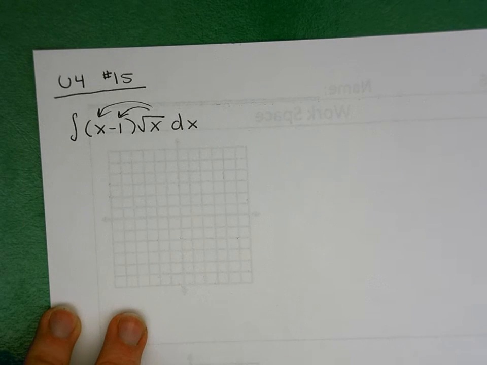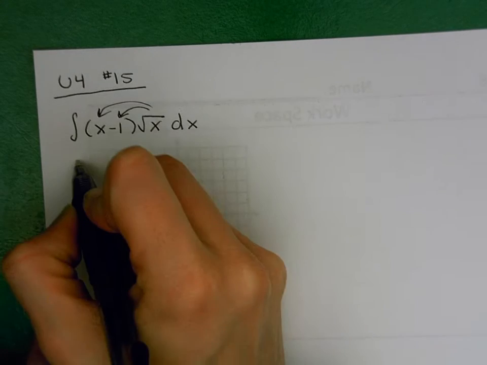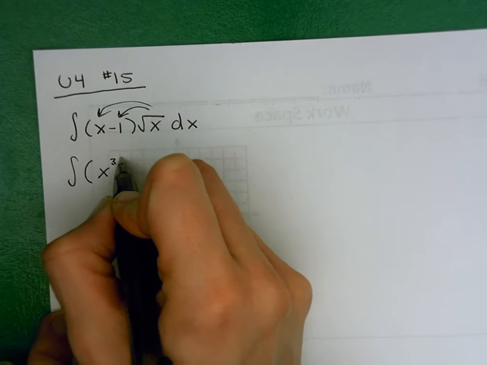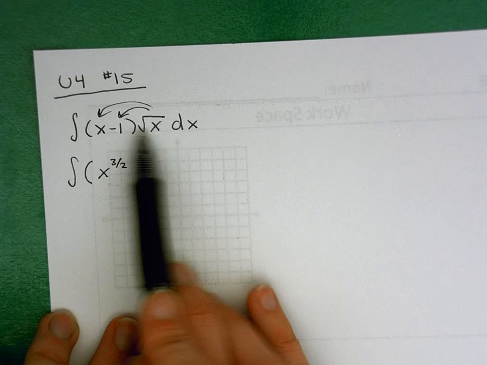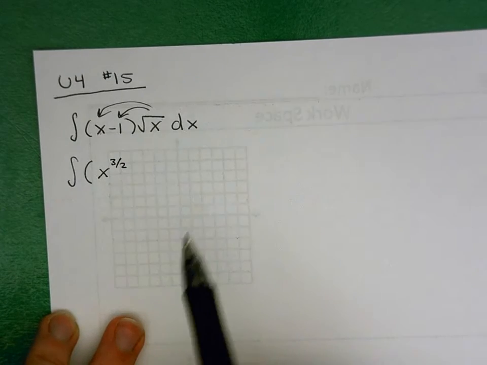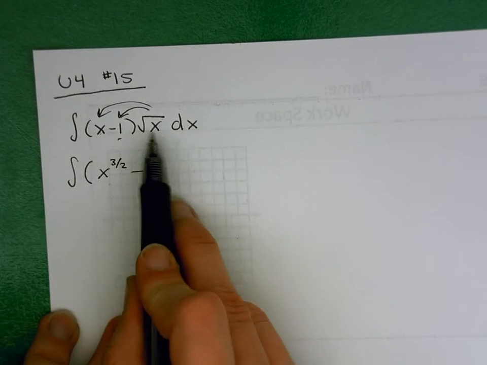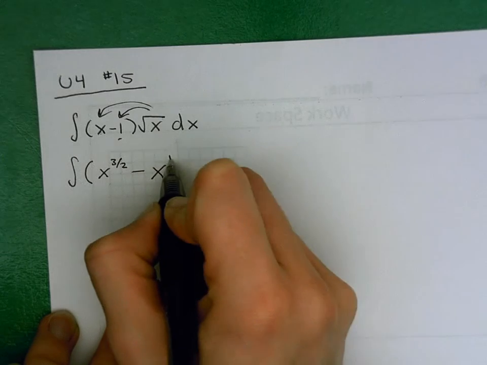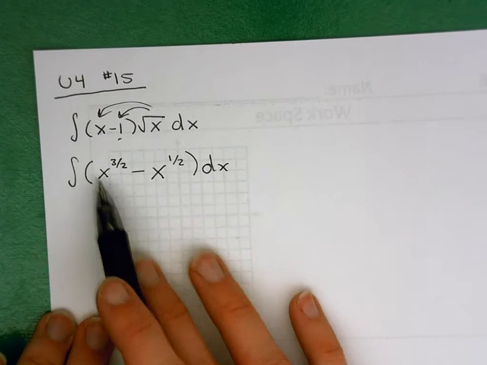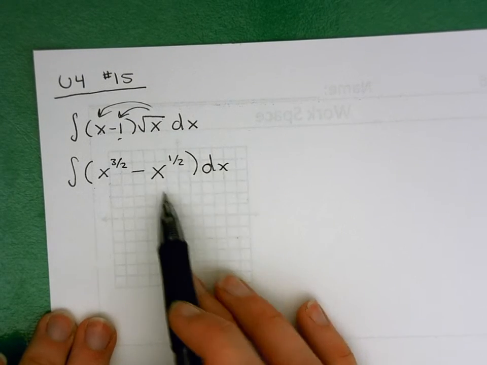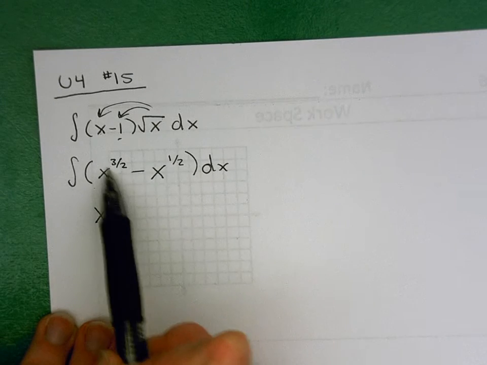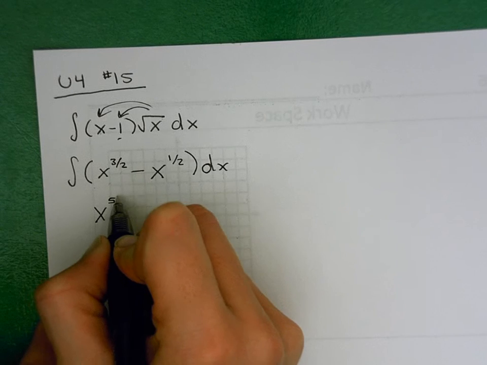It'll be in the form x to an exponent. Right? So when I do that, I have x times x to the 1/2, which is x to the 3/2. Because remember, when you multiply like bases, you add their exponents. 1 plus 1/2 is 3/2. Minus 1 times x to the 1/2 is x to the 1/2. And so now we're in the form x to an exponent, right? Which means now I can add 1 to the exponent and divide by the new exponent. So 3/2 plus 1 is 5/2.